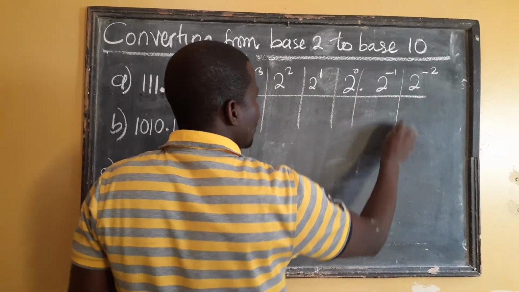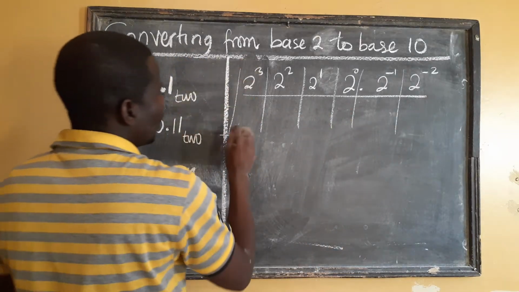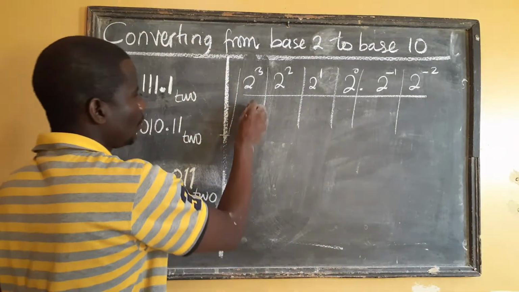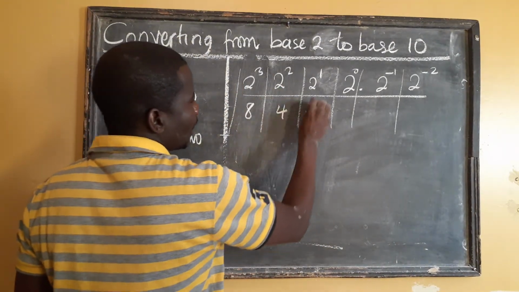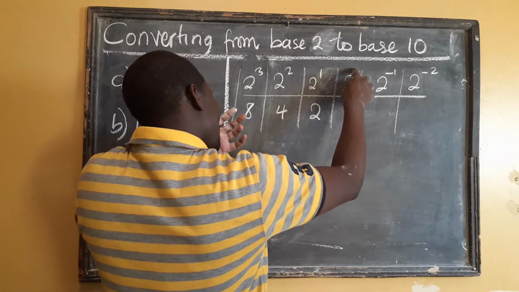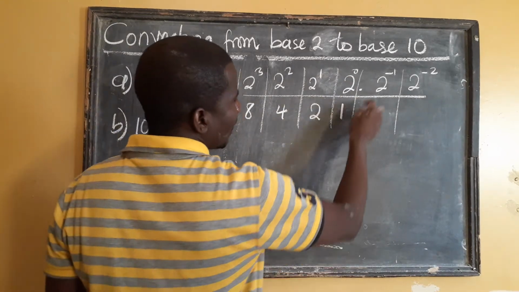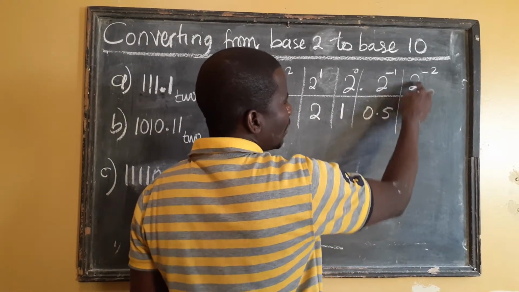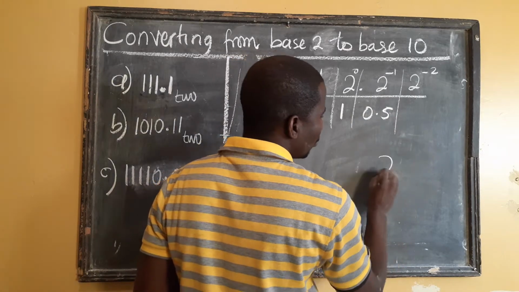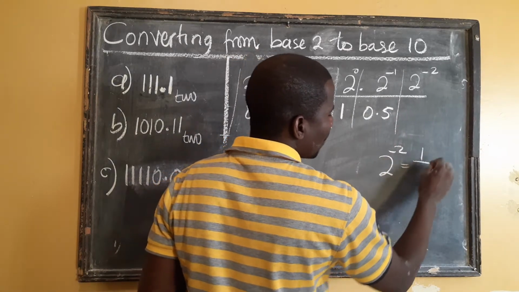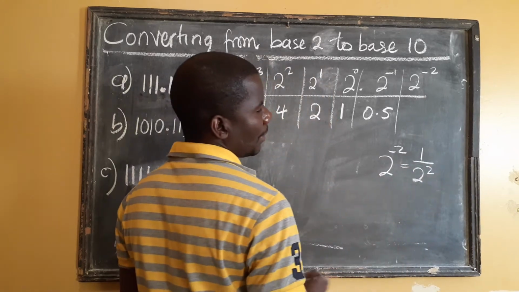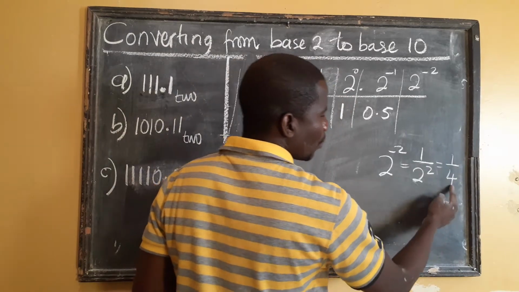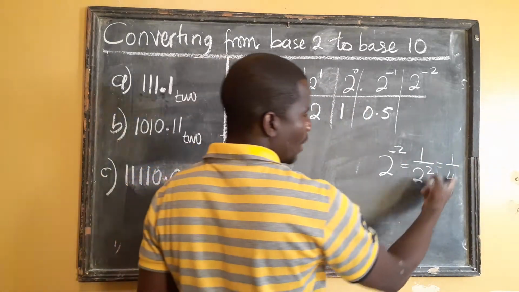Then, I said, after that, the best now is to simplify these ones. 2 to the power 3 is the same as 2 multiplied by 2 multiplied by 2, which will be 8. This one is 4. This one is 2. Any base raised to 0, apart from 0, it's 1. Then this one, remember we dealt with it, it is 0.5. This one is the same as 1 over 2 to the power 2, which is the same as 1 over 4 when you simplify this one. So you can convert this one now. When you convert this one, what do you get?